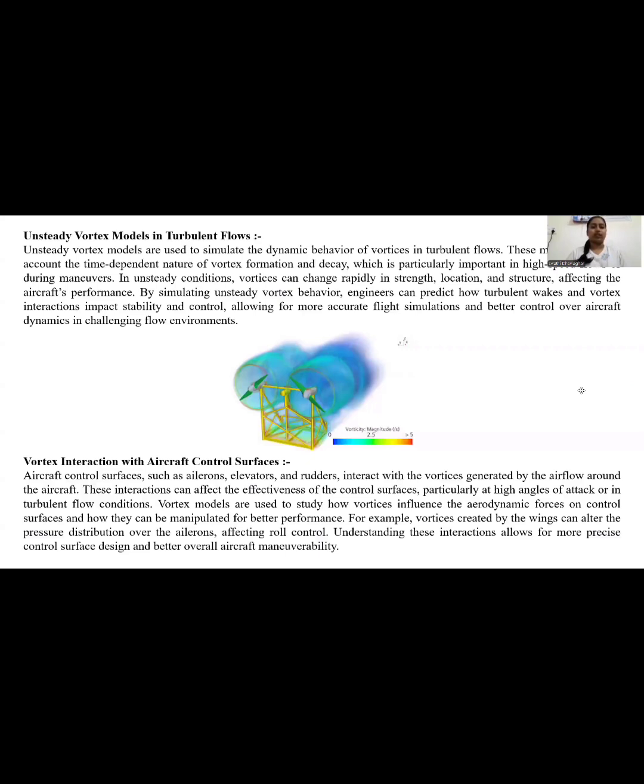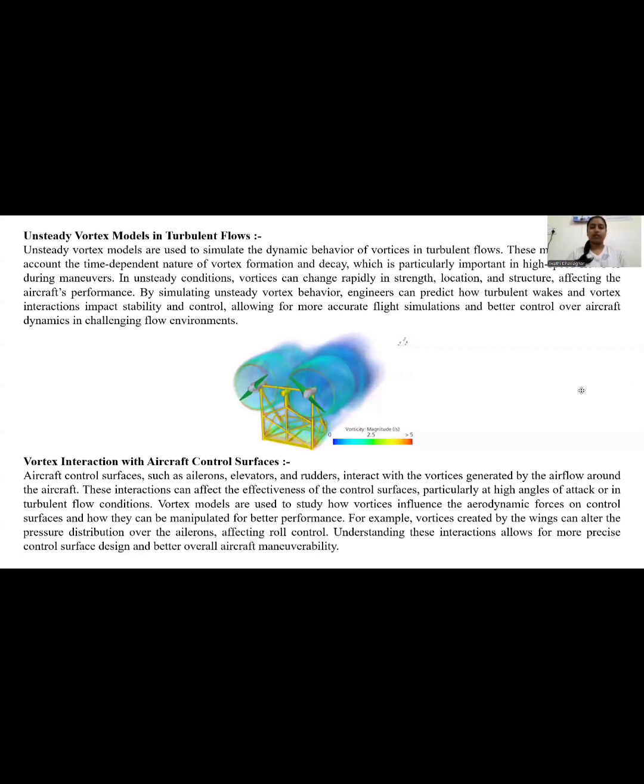Vortex interaction with aircraft control surfaces. Aircraft control surfaces such as ailerons, elevators, and rudders interact with the vortices generated by the airflow around the aircraft. This interaction can affect the effectiveness of the control surfaces, particularly at high angle of attack or in turbulent flow conditions. Vortex models are used to study how vortices influence the aerodynamic flow on control surfaces and how they can be manipulated for better performance.